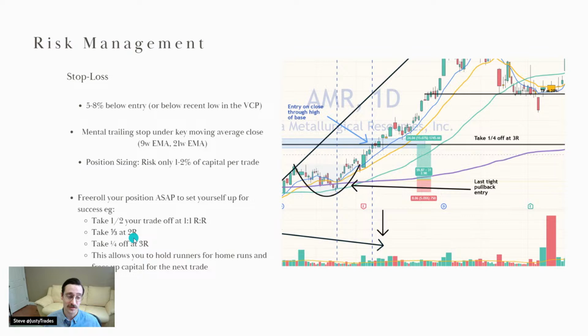So there are other ways you can do it. You don't have to do it at this 3-to-1 risk reward. I know some traders who take half of their trade off at 1-to-1 risk reward. Some take a third off at 2-to-1. And I think most confident traders and really proficient traders in this strategy, there isn't a one size fits all. It's all about the stock. It's all about the average daily moves.